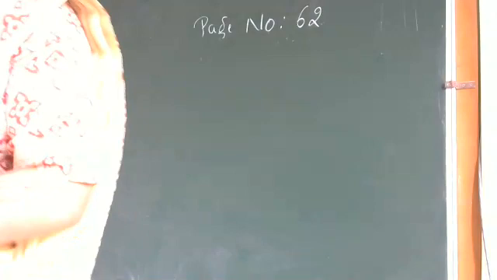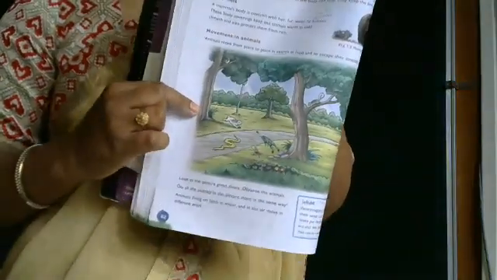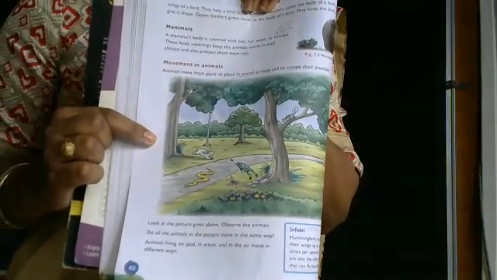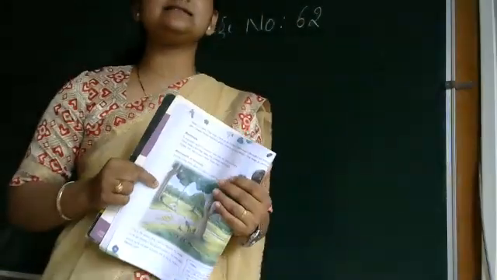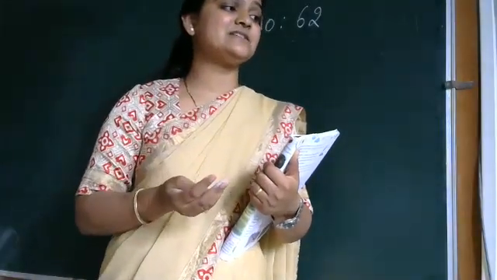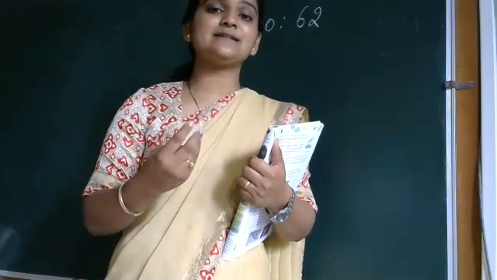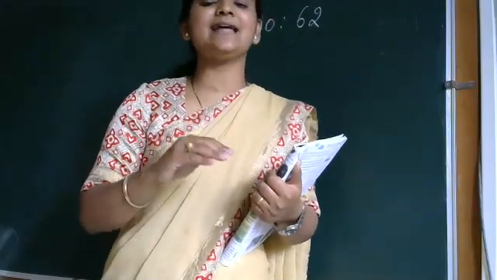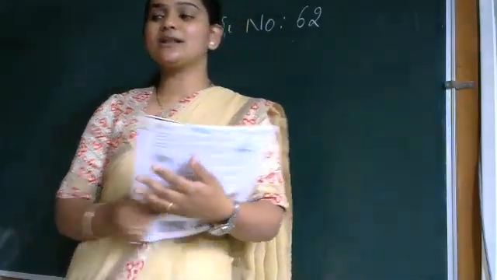Okay, so we can see in the picture. See here, in this picture, we can see that animals are moving in all different forms. Some animals move on the land. Some animals have the capacity to move only in the water. Some animals have the capacity to move both on land as well as in water. We have studied what these animals are known as.